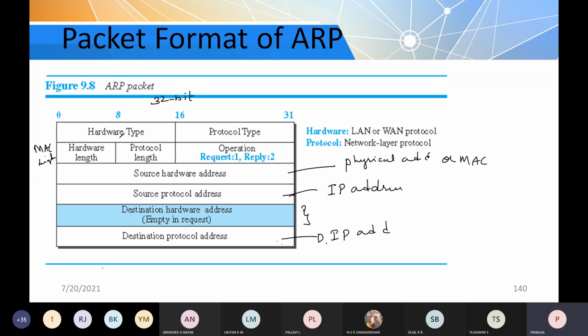Any queries with respect to the ARP protocol? The reverse operation of this, whenever it is required to find the IP address knowing the physical address, in that case the protocol I already told, it is going to be RARP, that is Reverse Address Resolution Protocol. Remember the key terms, it's very important. Any doubt here?